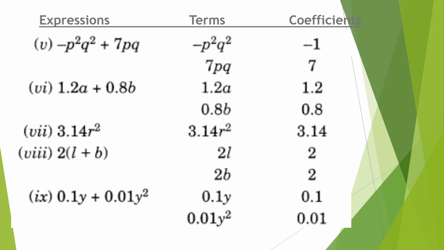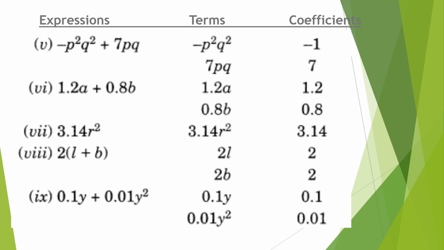And the next question, eighth one, 2 into L plus B. So what are the terms? Children, you should open the bracket. That means 2 into L plus B, which gives 2L plus 2B. So the first term is 2L and its coefficient is 2. Second term is 2B and its coefficient is 2 itself.